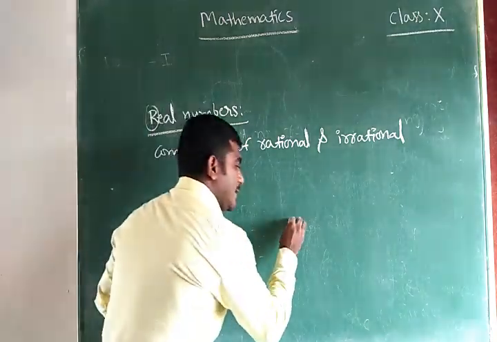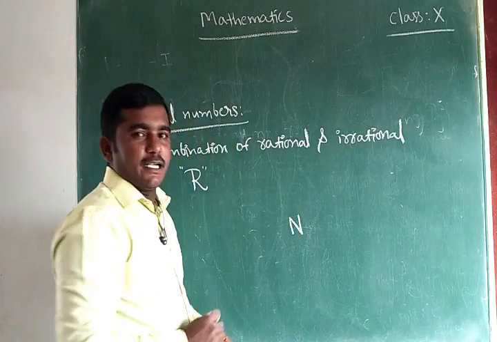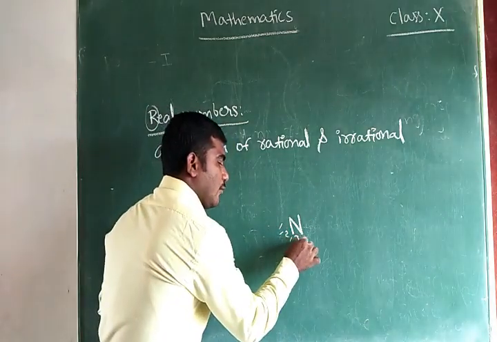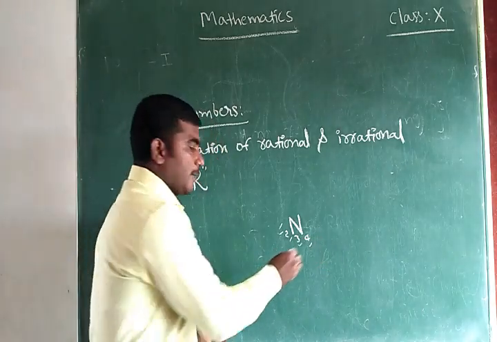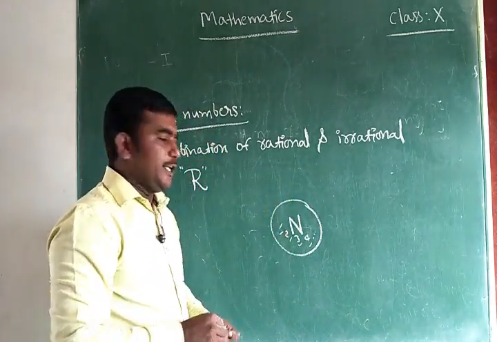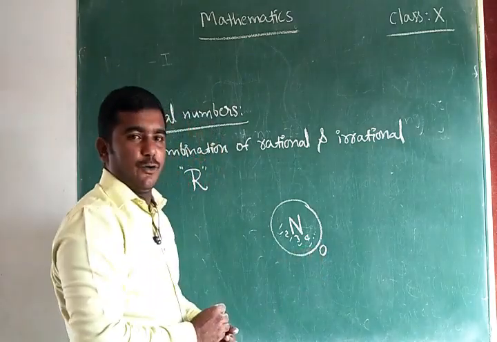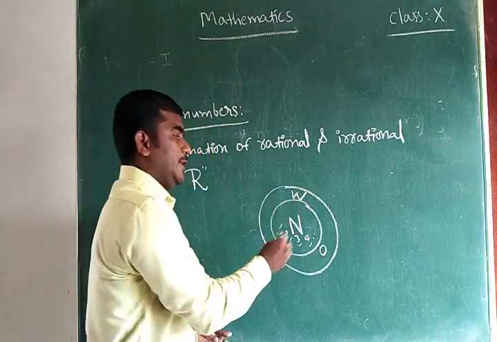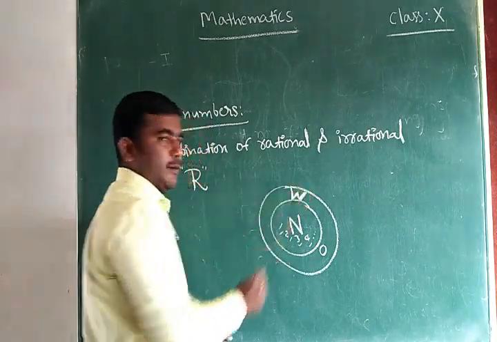First we discussed natural numbers. In natural numbers, what will come? 1, 2, 3, 4, 5, 6, and so on. These are the natural numbers, denoted by N. If you add 0, these are called whole numbers. Whole numbers are denoted by W.